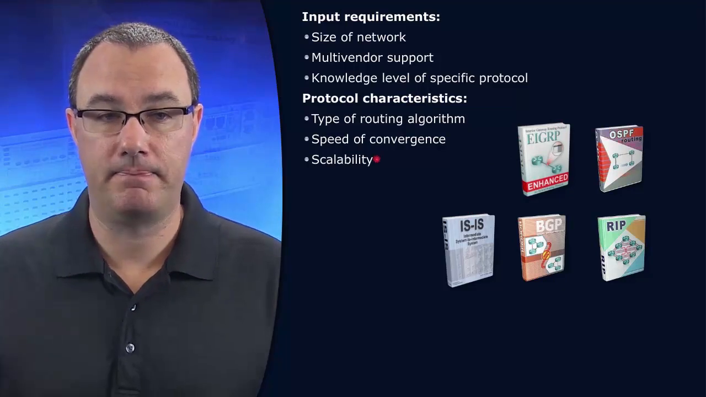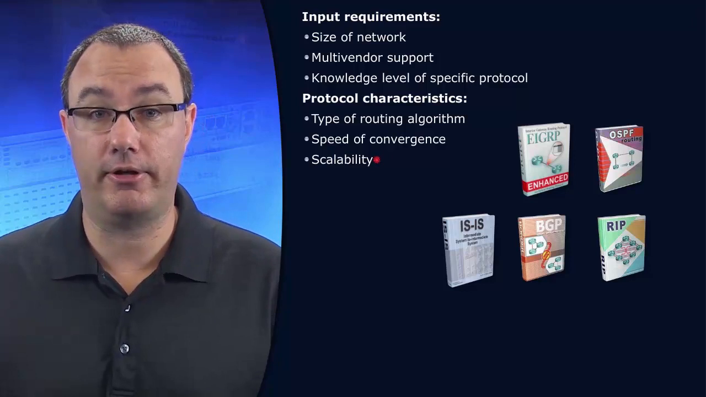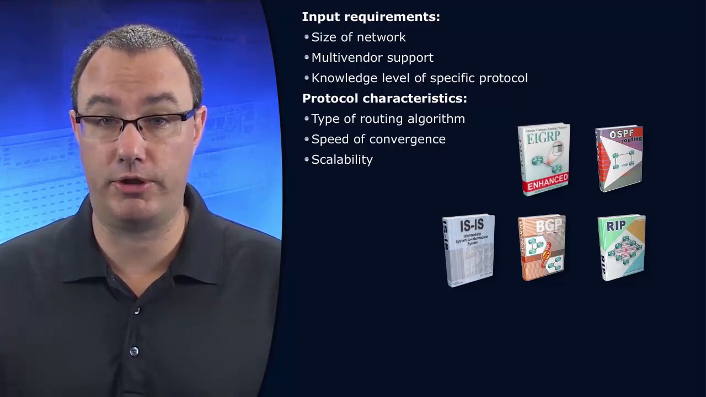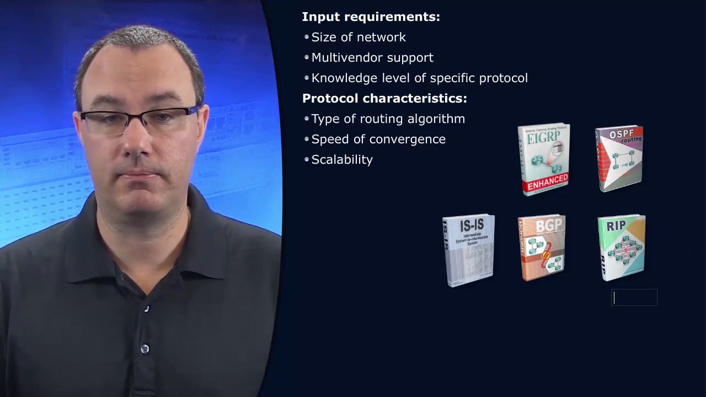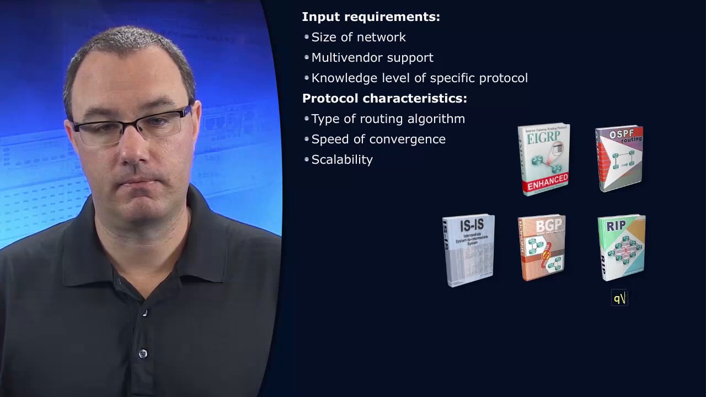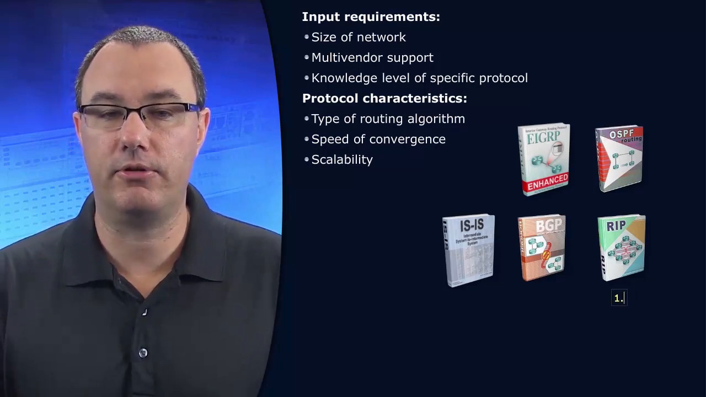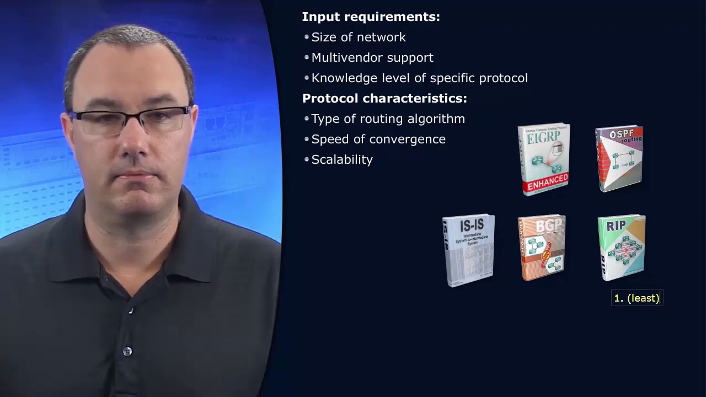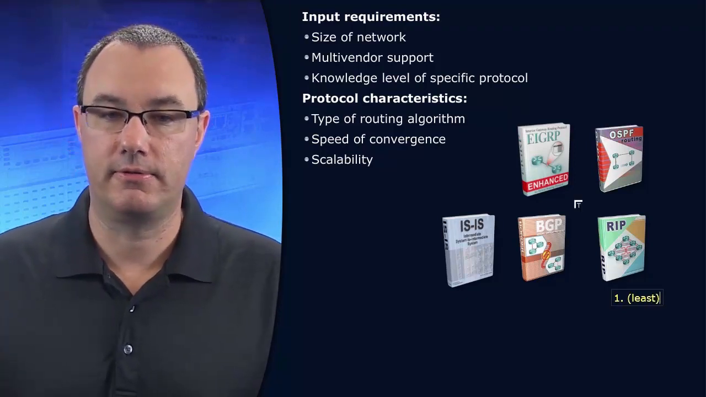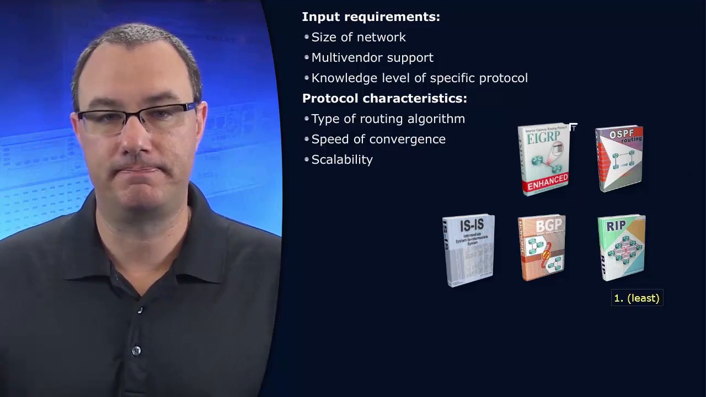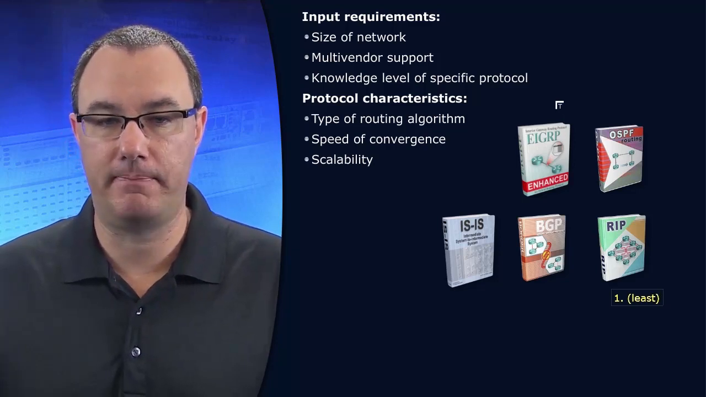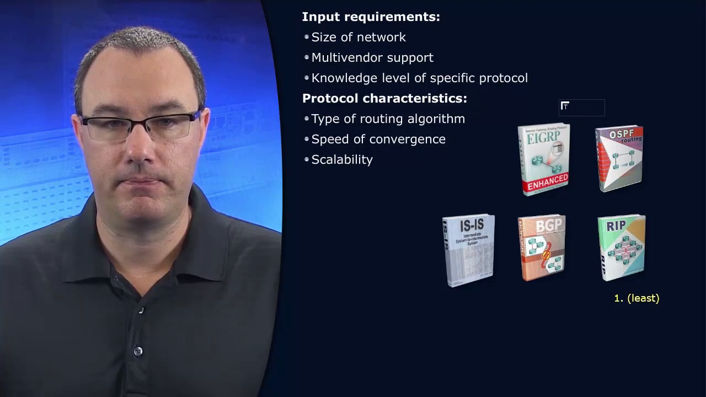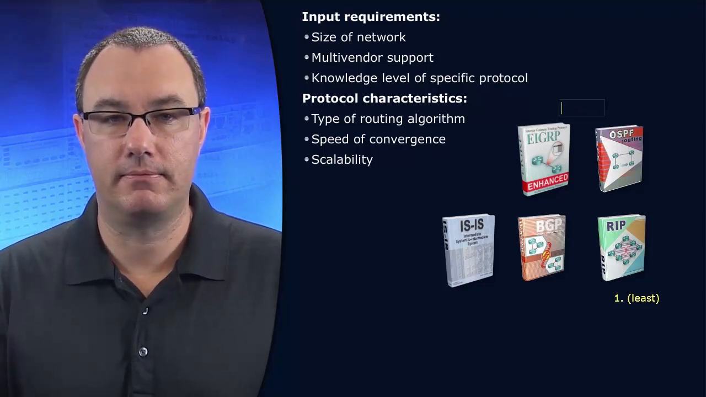And then scalability. Which routing protocols are most scalable on screen? Well, I will rank them for you from least to most. Let's do that. Least to most, 1 being the least. So we'll say RIP is the least. Which is the next less scalable? That's really, really tough to choose between OSPF and EIGRP. So I'm going to say that there's a tie for number 2.